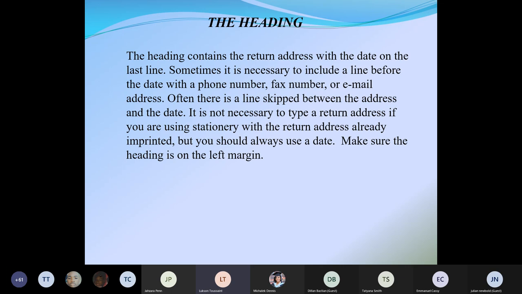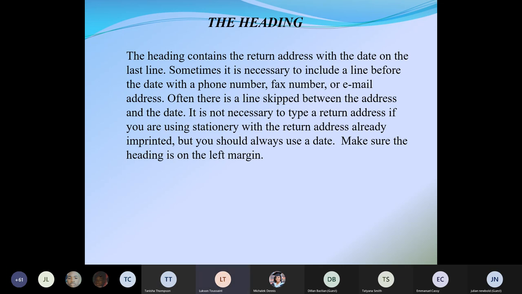Anybody know what comes after the heading? And what would the heading be called? Sorry, I should ask that question first. What would you call the heading of a formal letter? What's another word for that? Address. Okay, but we're dealing with a particular type of letter, a formal letter, which is a professional, business letter. So what would the heading be? You have to be more specific than just address. Florenta is saying inside address.